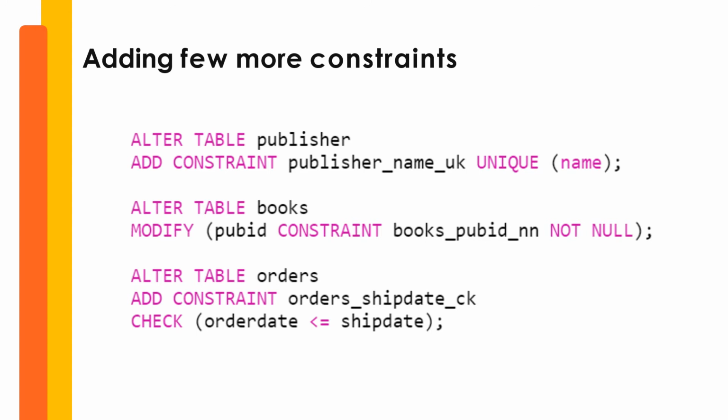And lastly, for the orders table, we're adding a check constraint wherein we are checking if the order date is less than or equal to the ship date. If the ship date happens to be occurring at a later time than the order date, then the insertion to our orders table will not be allowed.